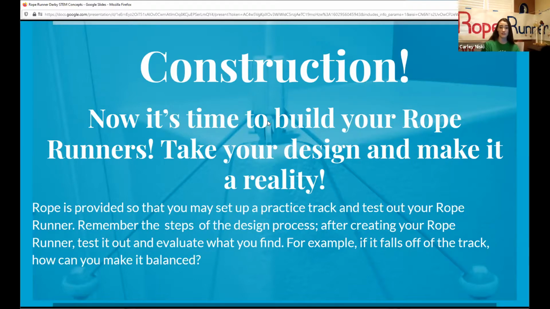So remember the steps of the design process. After creating your rope runner, test it out and evaluate how it works. Did it lose its balance? Is it too slow? Then decide how you want to change your design in order to improve on those things. So if it falls off the track, how can you make it balance? Add more weight to the other side to keep your rope runner balanced.